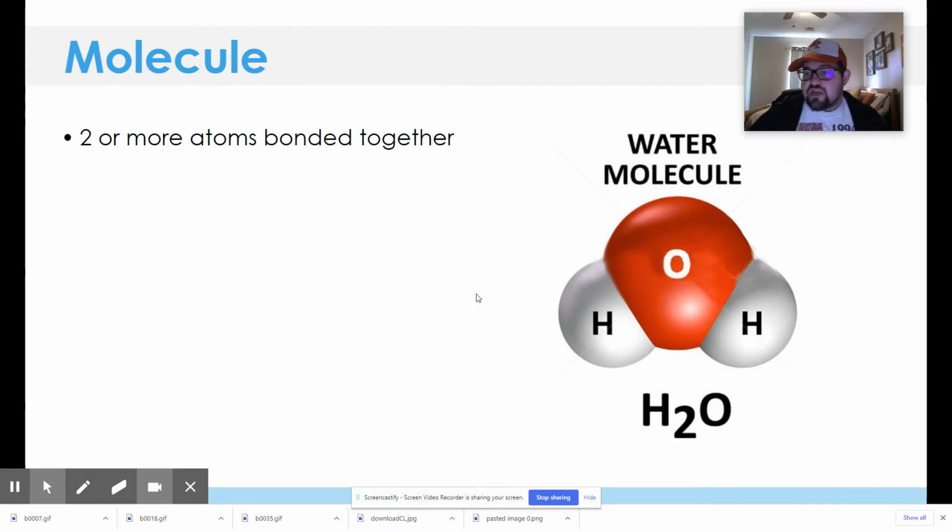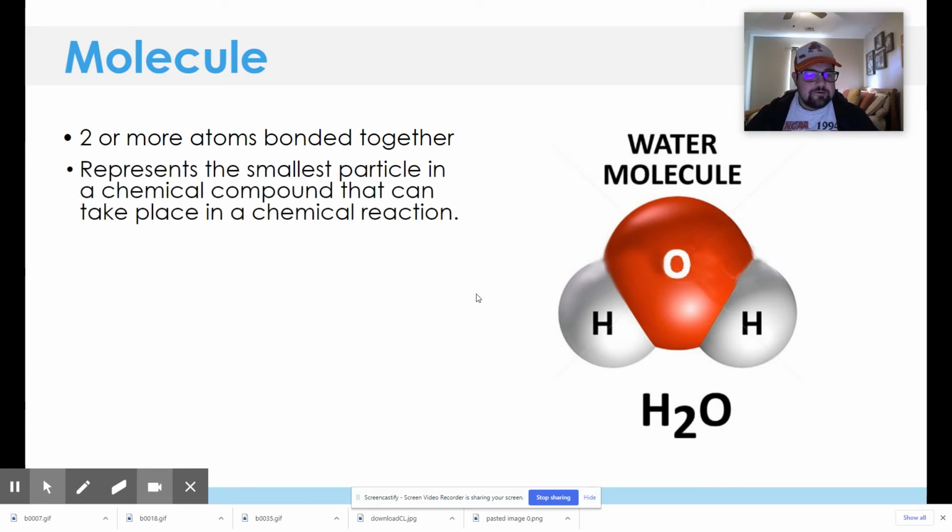Molecules do not have a metal in them. So it's basically a compound of non-metals. It can also be a compound of the same element. So it could be like O2, two oxygen atoms bonded together. That would be an element, but it would also be able to be called a molecule.